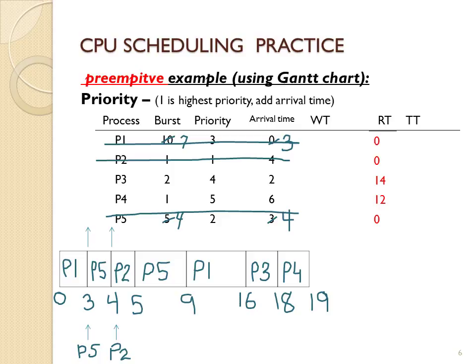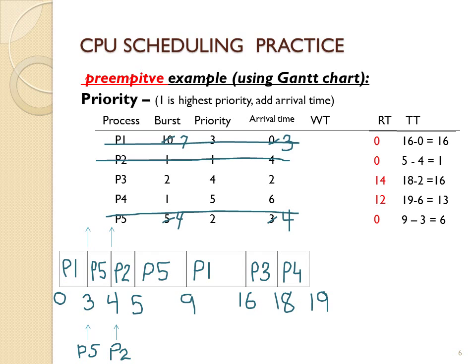So P1 first got on the CPU at time 0 and arrived at time 0, so P1 didn't wait at all. P2 first got on the CPU at time 4 and arrived at time 4, so P2 didn't wait at all. P3 had to wait 14 time units before its first CPU burst. P4 had to wait 12 time units before its first CPU burst, and P5 had to wait 0 time units. It arrived at time 3 and got on the CPU right away.